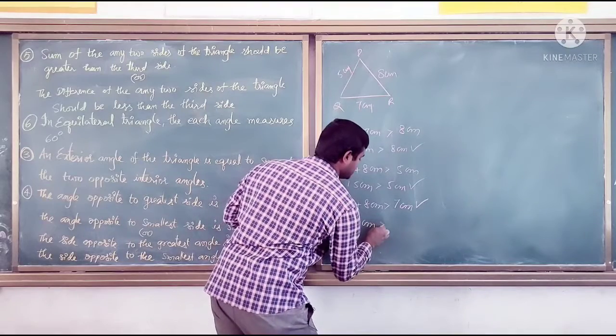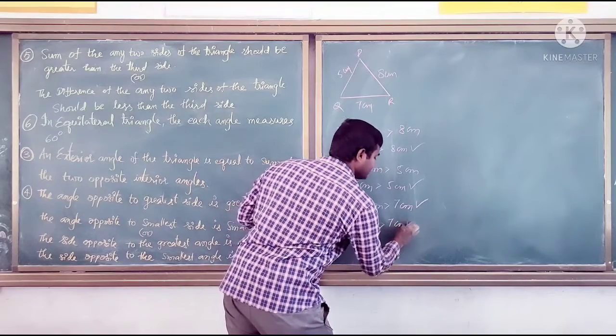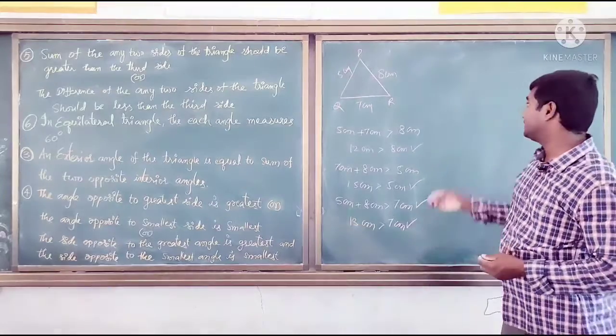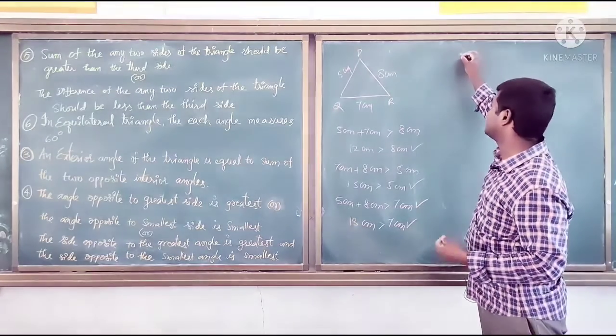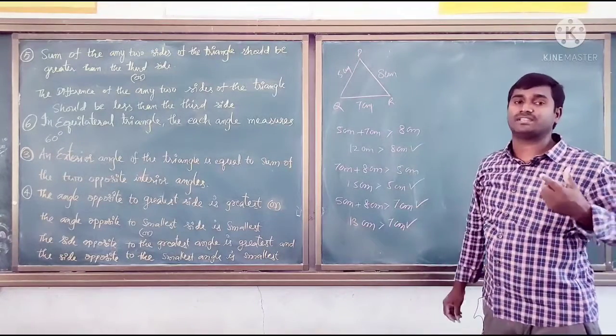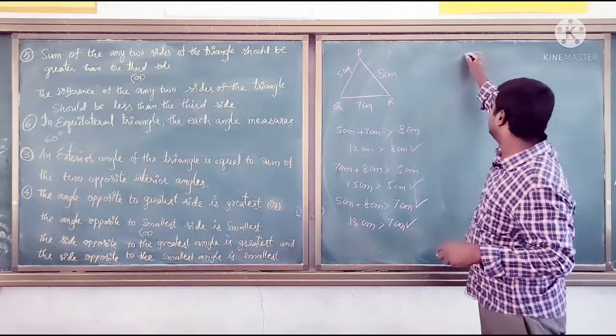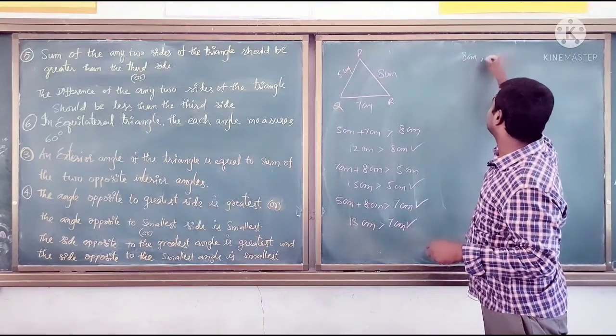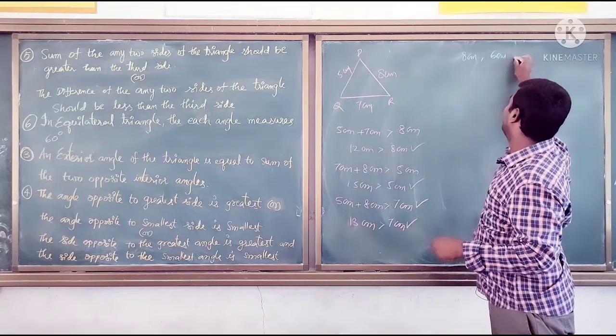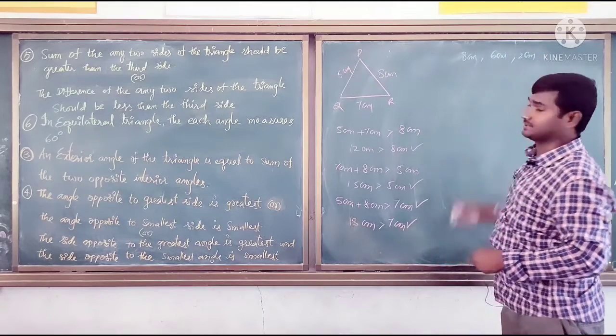13 centimeter is greater than 7 centimeter. This is also true. See, one more example. Check whether these three line segments can form a triangle or not: 8 centimeter, 6 centimeter and 2 centimeter.